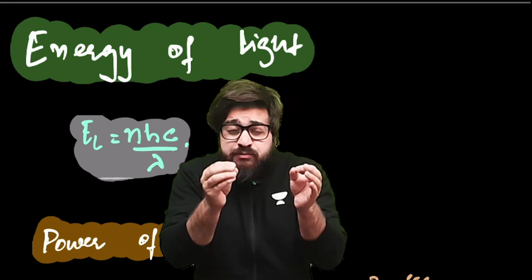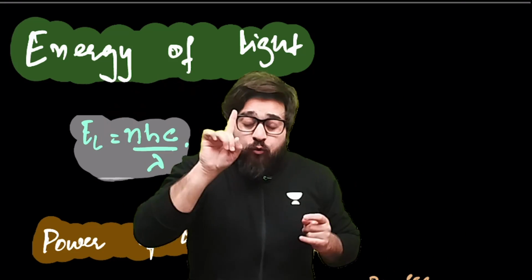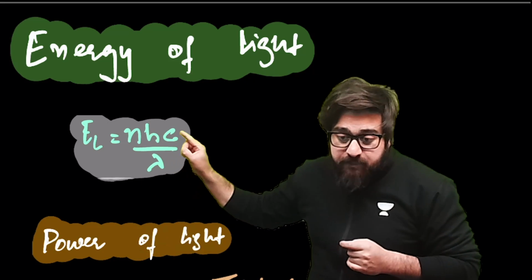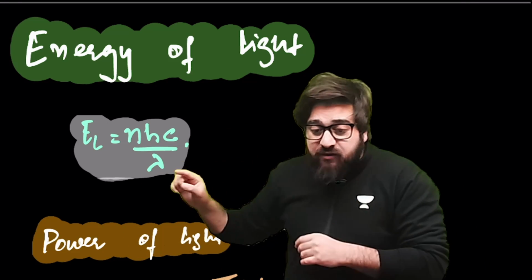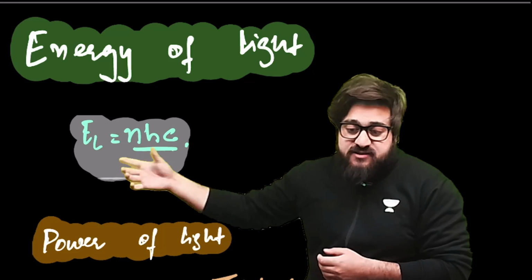Now let's move on to the next one, that is energy of light. Light is made up of so many photons. One photon has energy hc by lambda. N photons have energy nhc by lambda. So that is the energy of light.